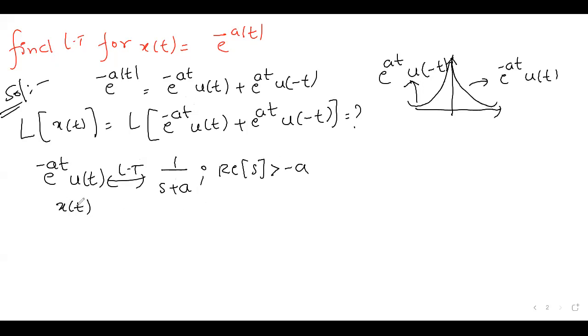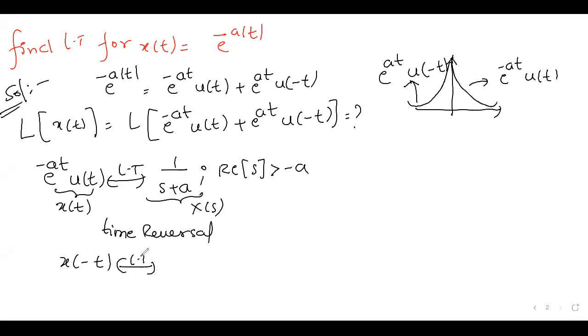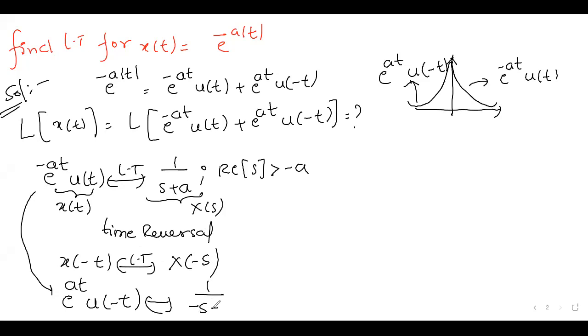Now let us take this as the x of t signal, corresponding obviously to x of s. So here we use the time reversal property. Then x of minus t, what is its Laplace transform? x of minus s. That means x of minus t, which is e power plus a t into u of minus t, has Laplace transform 1 by minus s plus a, and real part of a minus s is greater than 0.